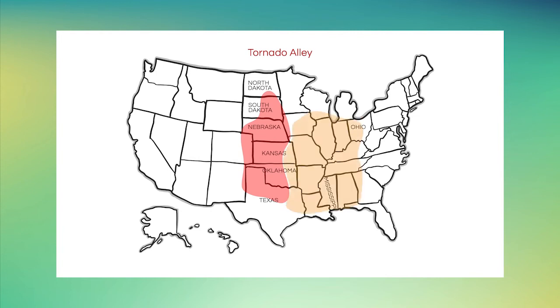What I'm trying to say here is that Tornado Alley is now encompassing a much larger area. Much larger than from Texas to North Dakota. States like Mississippi and Ohio are very much vulnerable to tornadoes.